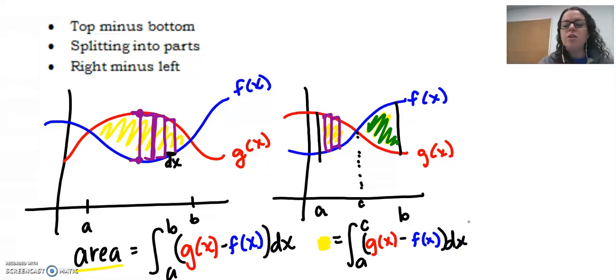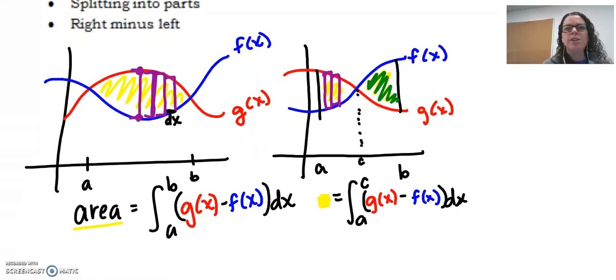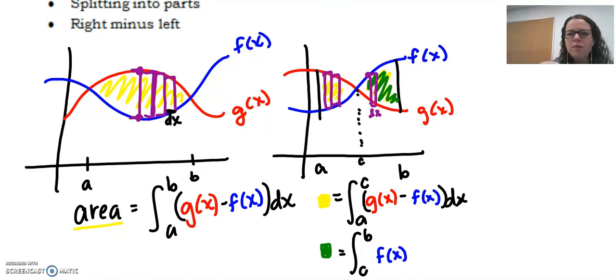In thinking about that C value, I want to know where those two graphs would intersect, so I could set their equations equal to each other and solve them if I had the ability to do that. I also could graph on my calculator and use the second trace intersect feature to figure out that value of C. I would want to store that in my calculator so that I don't have any rounding issues, all that good stuff. So we're going to go from C to B. This time though, my representative rectangles still have a width of dx, but the height is dictated by the blue curve minus the red curve.